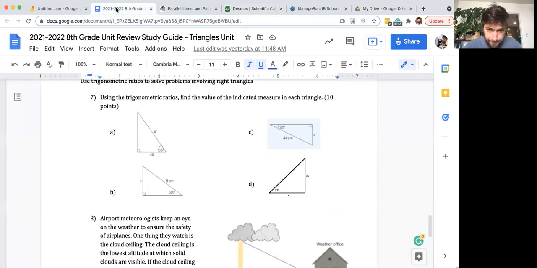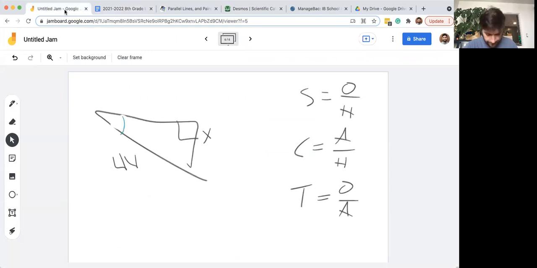So that was B. Now C. It's going to be the same process. Okay, guys, we got a right triangle. We got a 25-degree angle. We got an X and a 44. So our 25-degree angle is that blue one. This is our ugly right triangle.